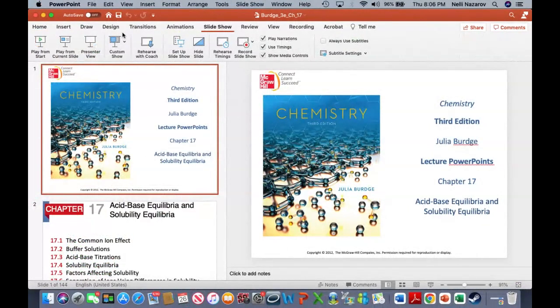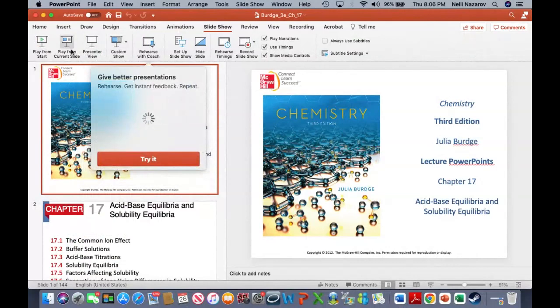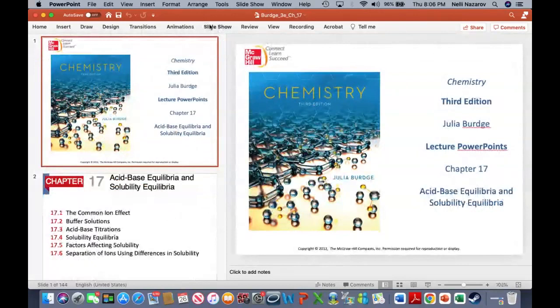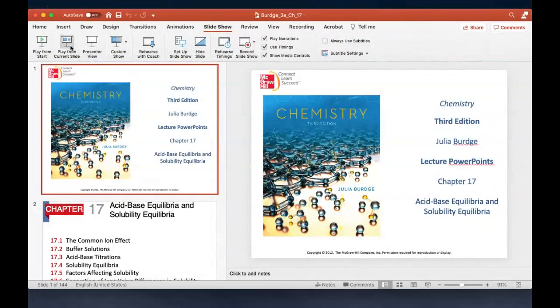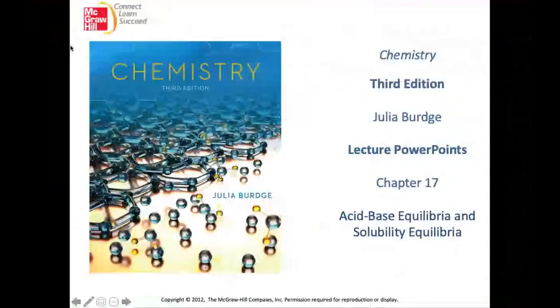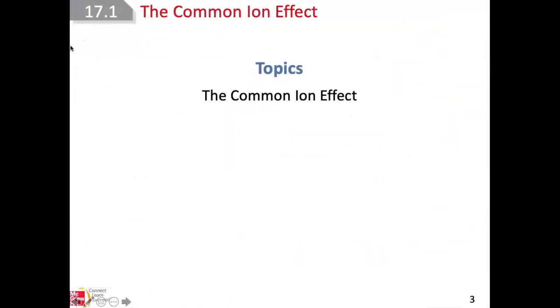So this chapter is chapter 17. And in this chapter, we will talk about the acid-base equilibrium. So it's an acid-base equilibrium and solubility equilibrium. So this topic is called the common ion effect.